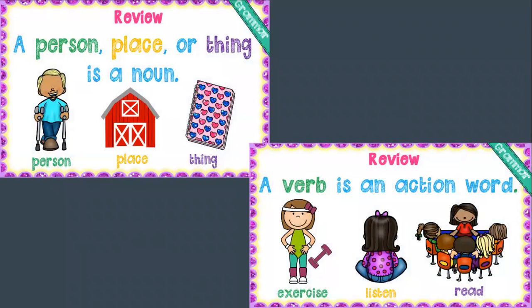So remember, we would circle the noun and then we'd underline the verb with a squiggly line. We'd use a squiggly line because it showed that there was motion happening, right? So when there's motion happening, when there's action happening, we know it's a verb. This girl is exercising, this girl is listening, and these students are reading. They are all performing an action. They are doing something. That's the verb.